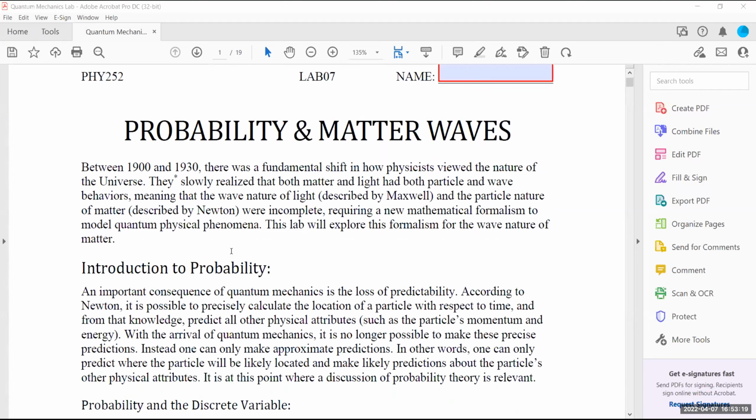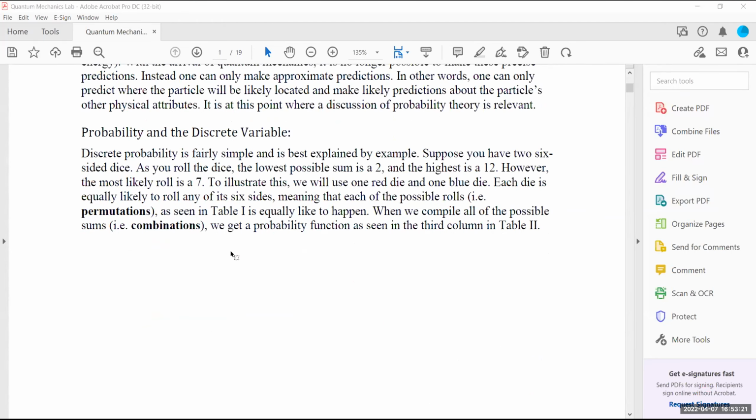Stop sharing. And let me get the PDF file also going. Okay. Share the PDF file. Okay, so this is the PDF file.